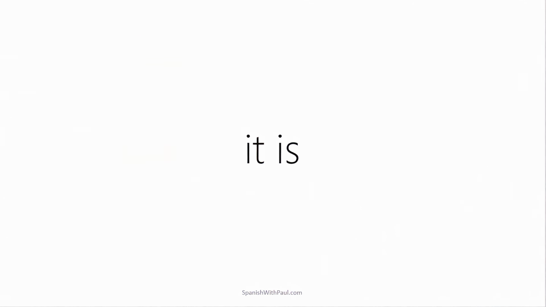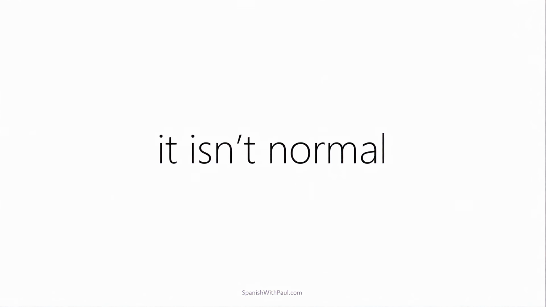The word for it is in Spanish is simply es, spelled E-S. And the word for normal is normal. So exactly the same spelling, just we changed the pronunciation to normal. How would you say it's normal? Es normal. To say it isn't would be no es. How would you say it isn't normal?